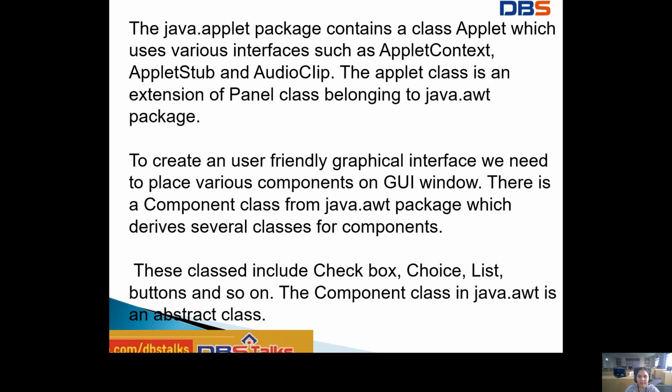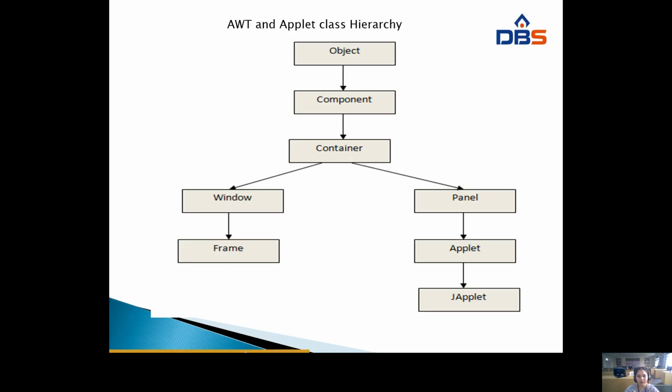The component class in java.awt is an abstract class. So that is the importance of these two packages, java.applet package and java.awt package. What are these packages involving, including what? So this is a graphical hierarchy or representation of AWT and applet class hierarchy.